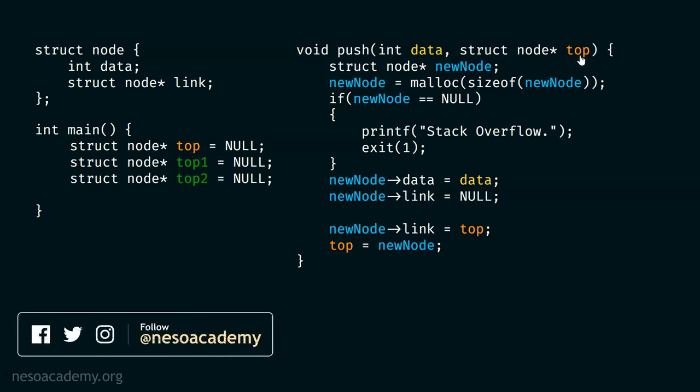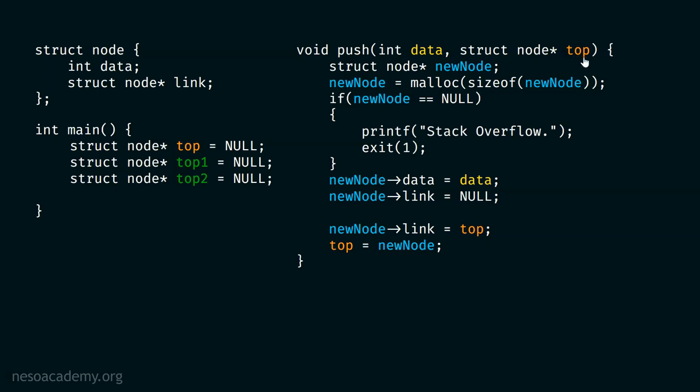Although I have color coded them same, but they are not same. This top pointer is declared in the main function and is local to this main function, but this top pointer is a general pointer. You can think of this that this top pointer in future will receive top 1 or top 2 or top. Okay? So it is not the case that this top pointer is same as this top pointer.